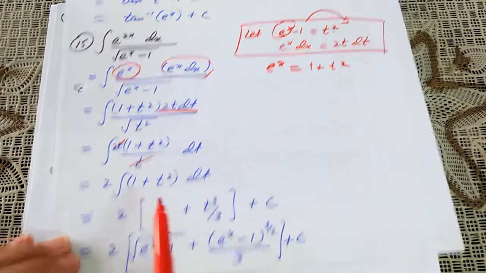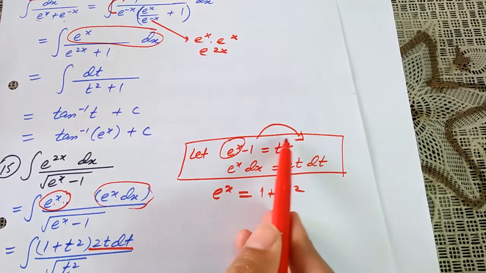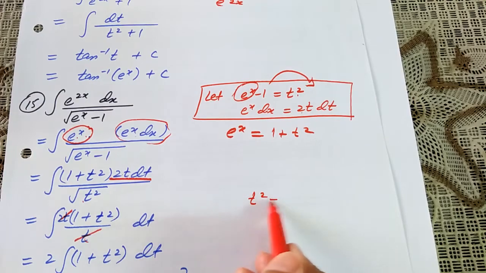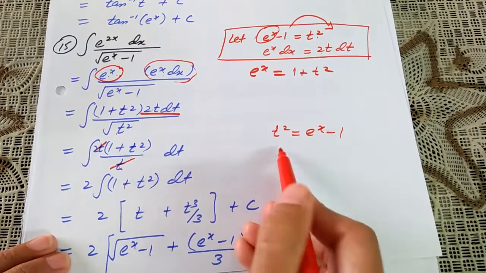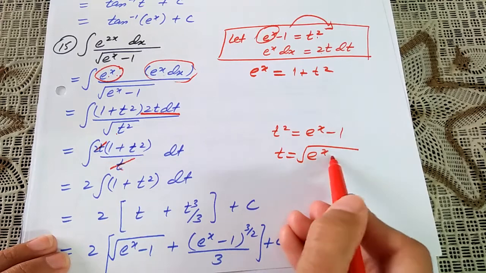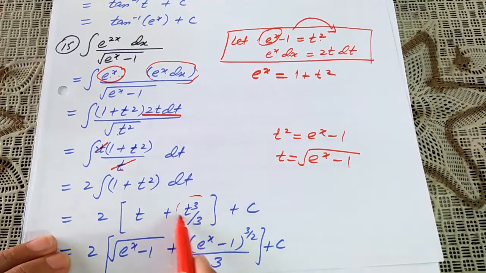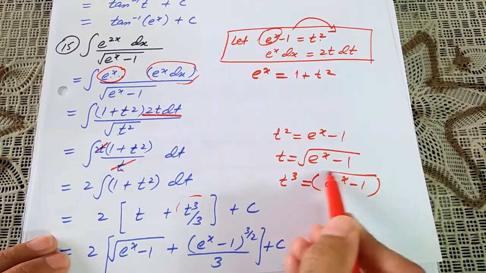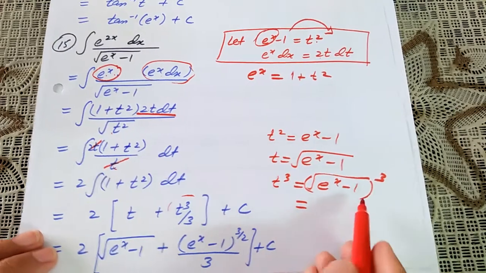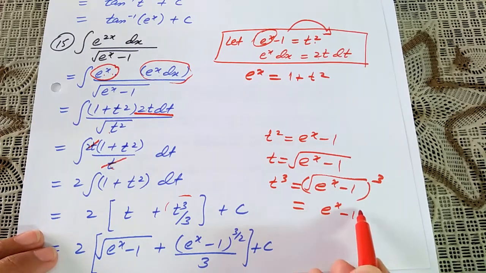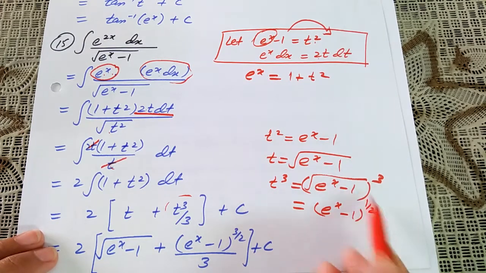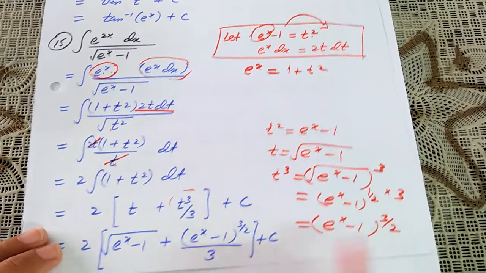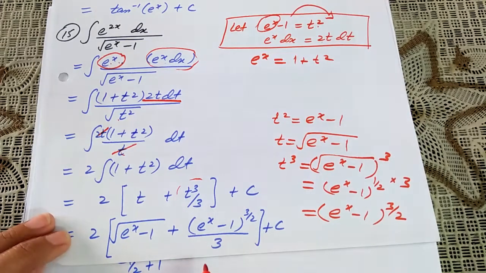Replace t. Take this under root on both sides. We have t square equals e raised to power x minus 1. So t will be equal to square root of e raised to power x minus 1. And now we need t cube here. So t cube will be under root of e raised to power x minus 1, cubed. This is e raised to power x minus 1 to the power 1 by 2 into 3. So this will be e raised to power x minus 1 to the power 3 by 2, plus constant of integration.